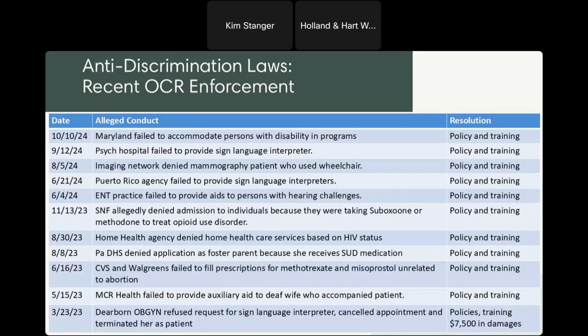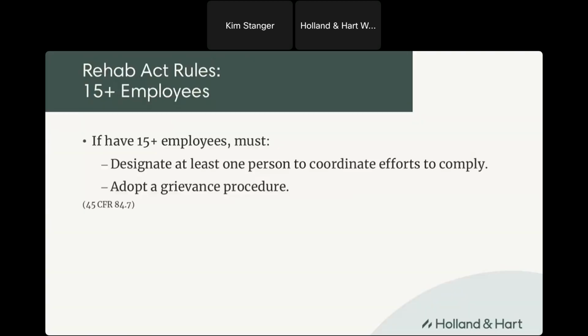There was one case in March of 2023 where an OBGYN refused to request a sign language interpreter and canceled the appointment with the patient because it wasn't worth it to him to treat the patient. That provider had to pay $7,500, but that's kind of outside the norm. Usually the government's more interested in making sure that you change your policies and practices going forward. With that said, there is always a risk that you could get hit with penalties or claims by the patient.